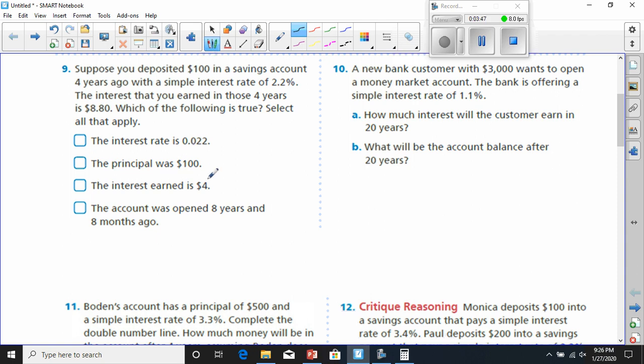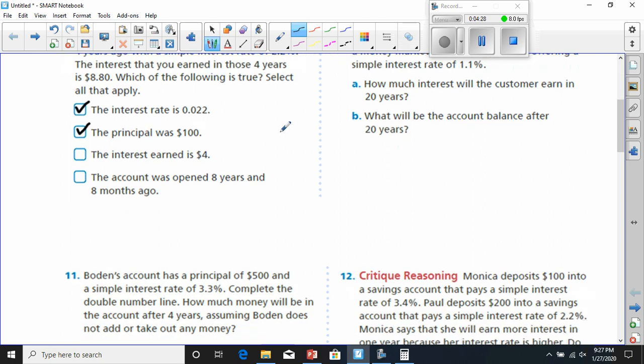Was the interest earned $4? Well, that isn't necessarily true, because it says here that the interest that you earned over 4 years, and it would not be $4. It said here the interest was $8.80. The account was opened 8 years and 8 months ago. Well, that's not true. It says suppose you deposit 100 in a savings account 4 years ago. So if I was going to do this and say which of the following is true, select all that apply, I would have to select the first 2, because they're the only 2 that are true.